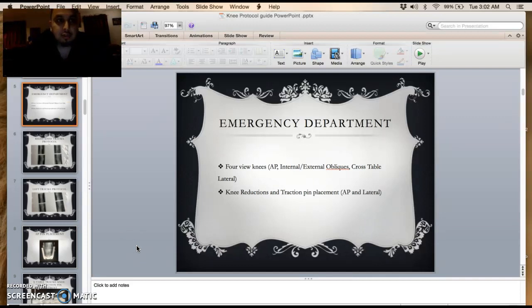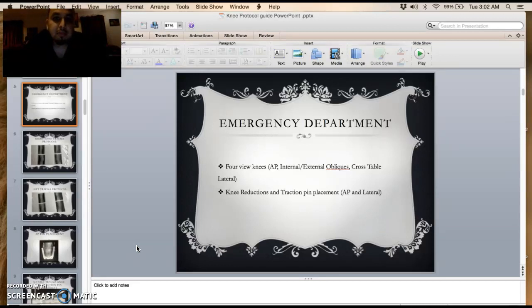Alright, going on to the emergency department, we have 4 views that we're going to be doing: AP, internal and external obliques, and a cross-table lateral. Cross-table laterals are done to show any fluid levels or any trauma that's been caused to the knees, basically.